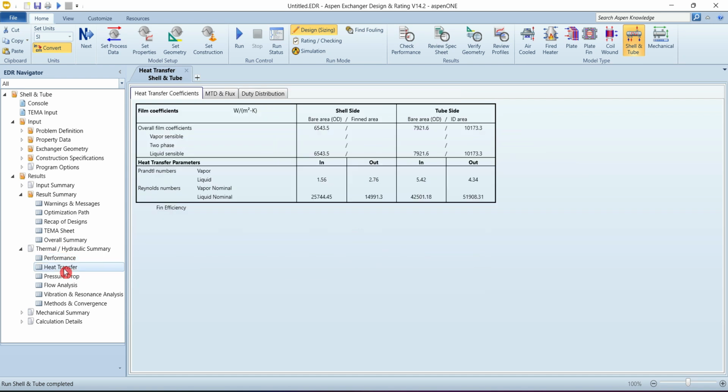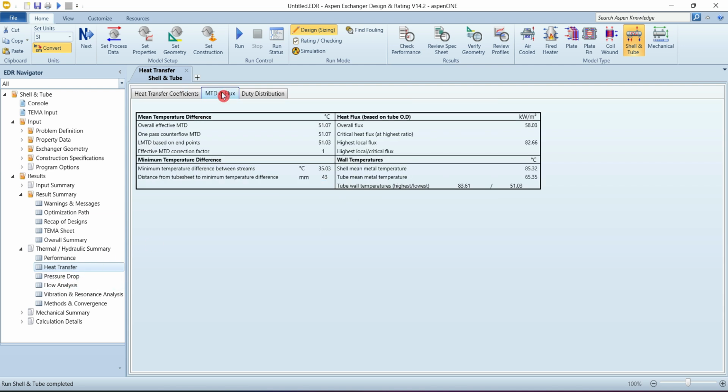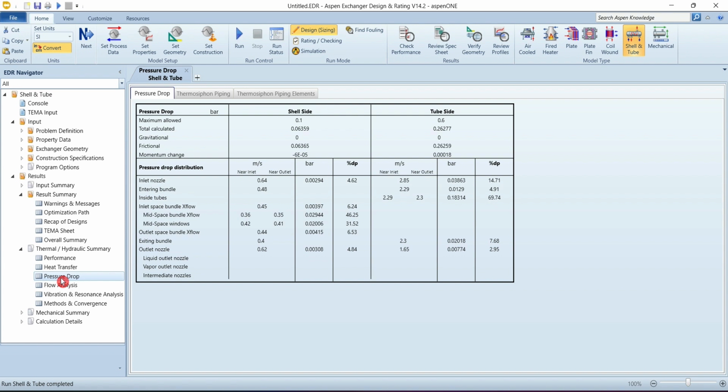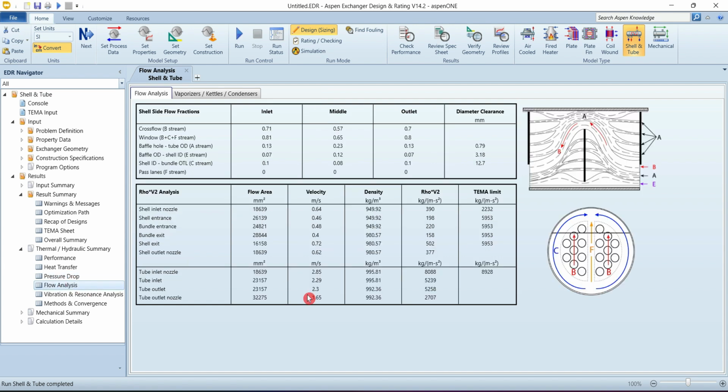Some information about the heat transfer related to the coefficients, even the Prandtl number, Reynolds numbers in the shell and tubes, they are also calculated. And from this, you can quickly have a look what should be the flow regime inside the tubes and inside the shell. Even for the mean temperature differences, you can have a second look. Some information related to the pressure drops, flow analysis. There's a lot of other information. It entirely depends what kind of problem we are solving and what is exactly required for our case.